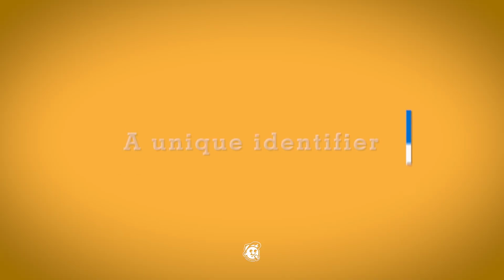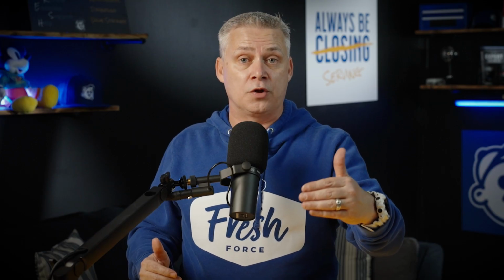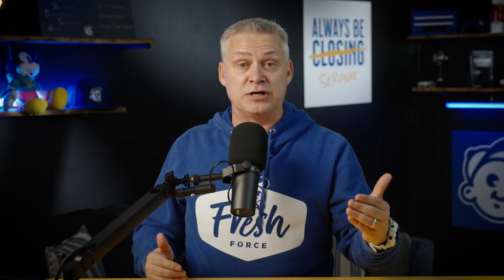A SKU is basically a unique identifier to a service or product. So a water heater install would be a SKU. A 50-gallon gas water heater installed that you supply would be a SKU. Maybe a 50-gallon gas water heater that you install that's a different brand would be another SKU. An owner-supplied 50-gallon gas water heater installation would be another SKU. An expansion tank would be a SKU. Shutoff would be a SKU, and so forth and so on.